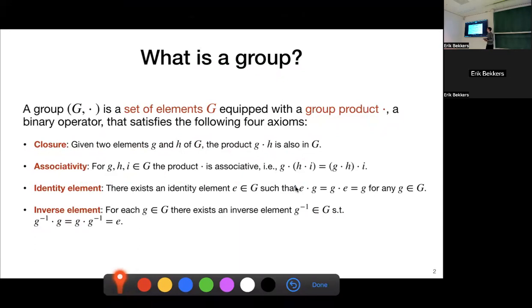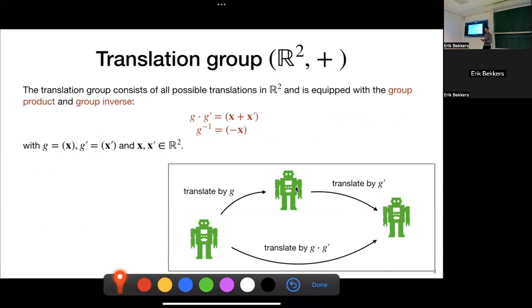And I think it's best to show this with an example, to make it a bit more visual. A translation group, that's a group that you've encountered many times. It's essentially the vector space R2 with this plus operation. We know how to add vectors, and that gives me a new vector in the space. So essentially, this already gives me a group structure.